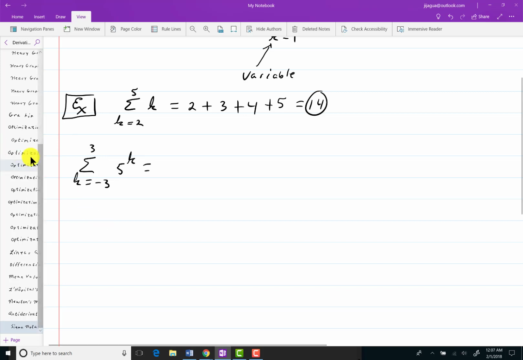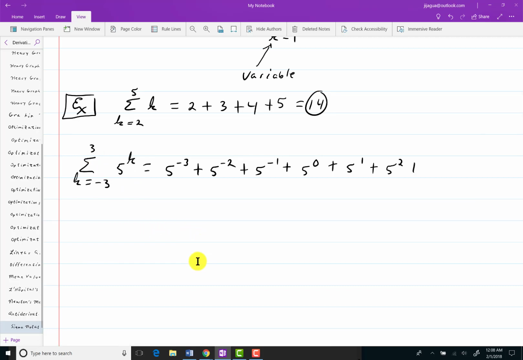That means you would start at K equals -3 and write 5 to the -3 plus. Then you would go to K equals -2, 5 to the -2 plus. Then K equals -1. And then K equals 0, so 5 to the 0. K equals 1, 5 to the 1. Then 5 squared plus 5 cubed.